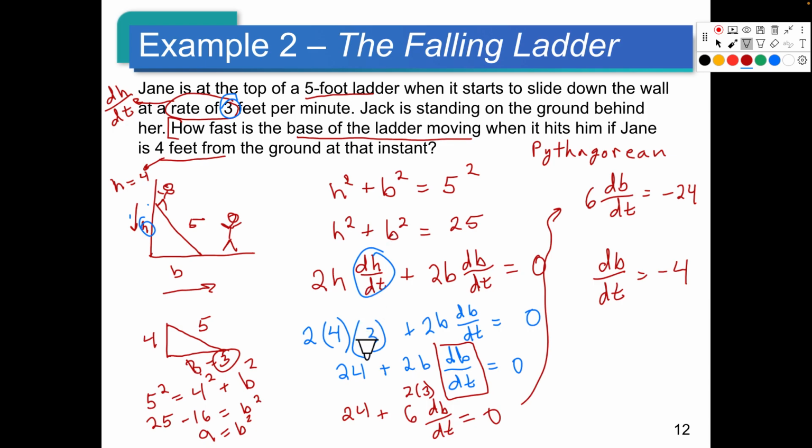And actually, since it's sliding down the wall at 3 feet per minute, that's a little bit slower. I think what I would do is put the negative here, because that means the height is getting lower. So that derivative should be negative. The height is decreasing by 3. And if we do that, that makes this one sound a little bit better, because we get a positive here. And the base is actually moving at this rate. It would be 4, what's our unit? 4 feet per minute when it hits Jack. Okay.